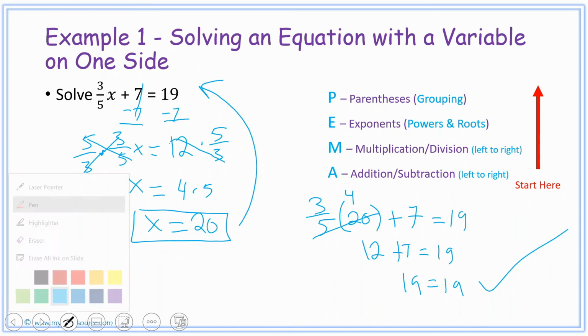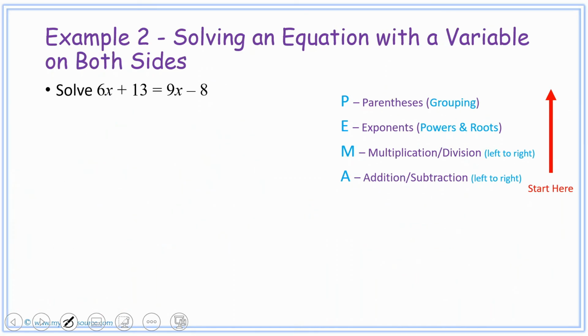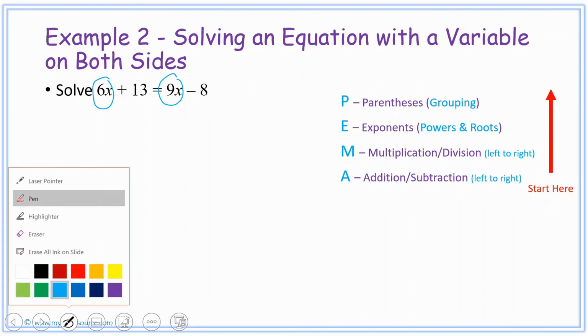All right, so let's move on to another example. Here we're going to do it when we have a variable on both sides. We're still going to use this concept here. Now sometimes you can simplify before you start, but we're going to go ahead and start with the weaker operation. Now remember, these are terms, and we want to treat them as like one entity.